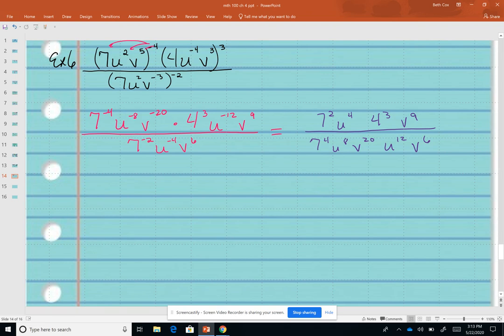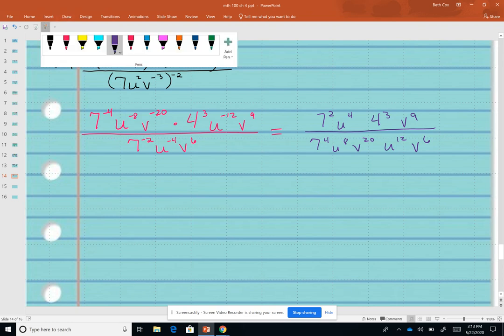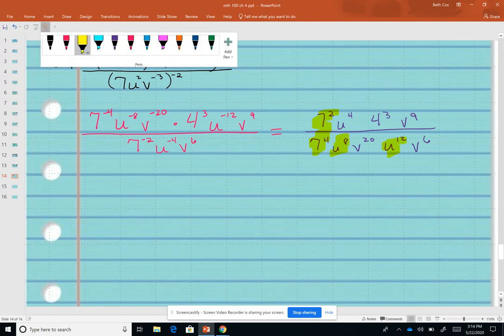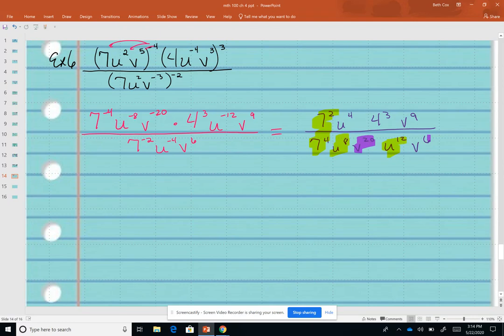Alright, so now I can add and subtract. Let's look and see. These are alike. I can add those. And I can add those. I can add those. These are subtract, actually, right? Okay, so let's do those.